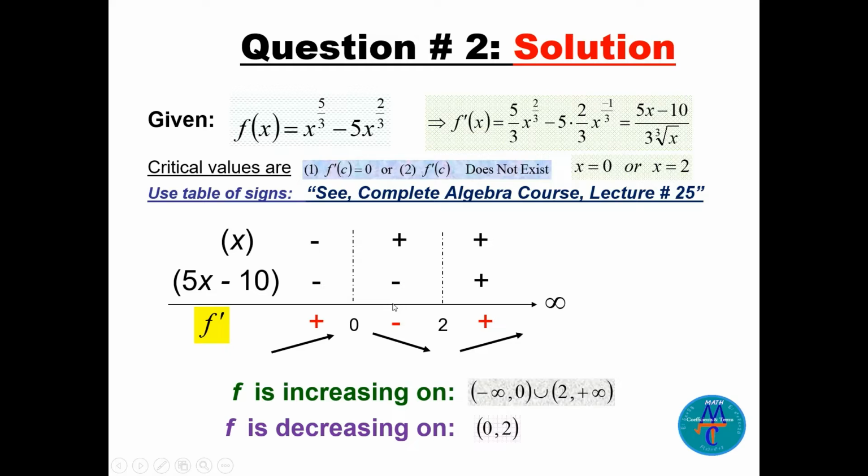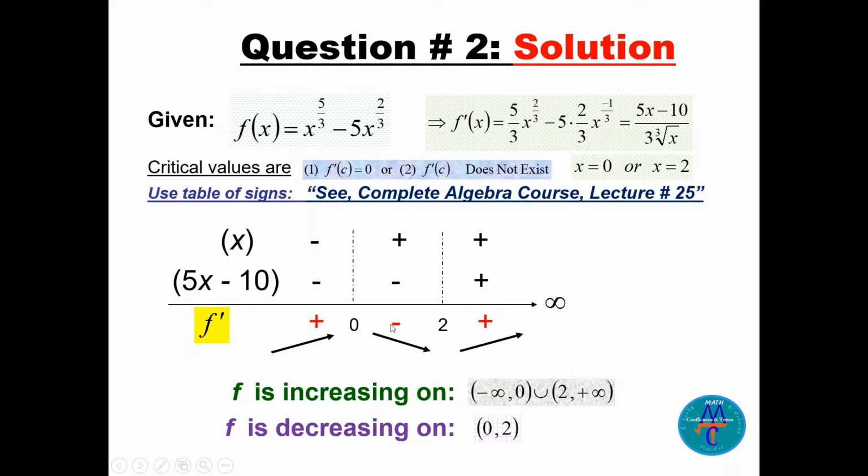Between 0 and 2, if I take 1, this will be plus, this will be minus also. If I take a number greater than 2, maybe 10, this will be plus and plus. So when you multiply minus with the minus, you get plus. That means f prime is positive. The function is increasing up here like this.